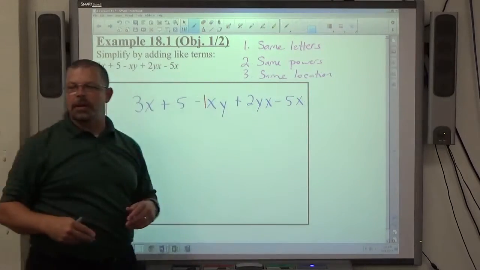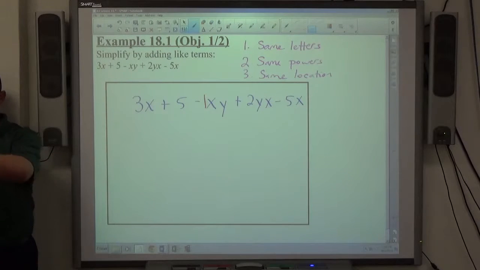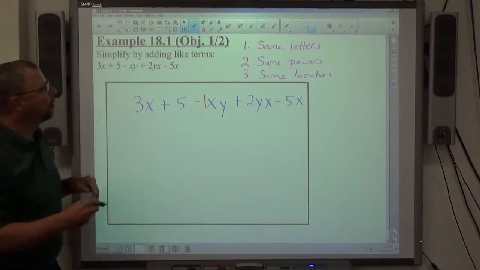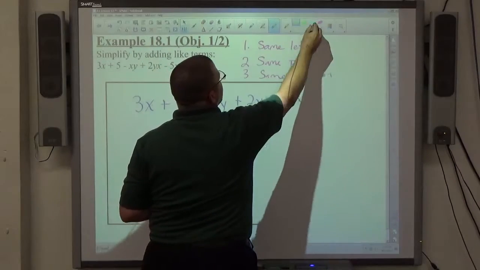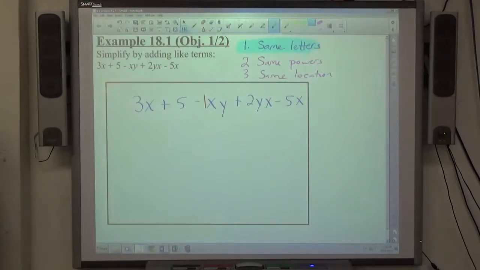When I say location, I mean like in a fraction, top, bottom. X on top, X on top, those are the same. X on top, X on bottom, those are different. Okay? For now, the only one we're going to have to focus on is these same letters. That's what's going to matter to us. When I say same letters, they have to have exactly the same letters. In the same order? No, not the same order, just the same letters.